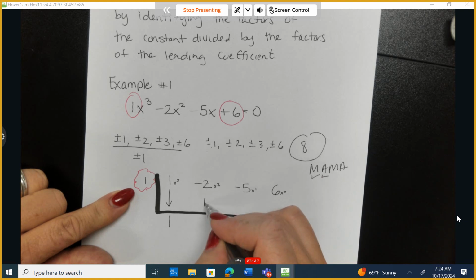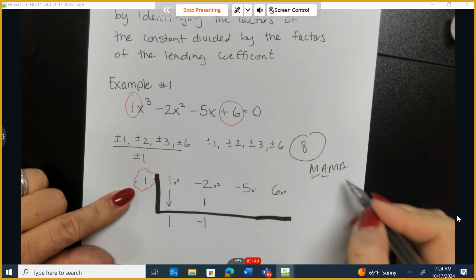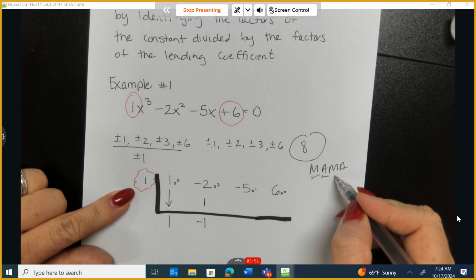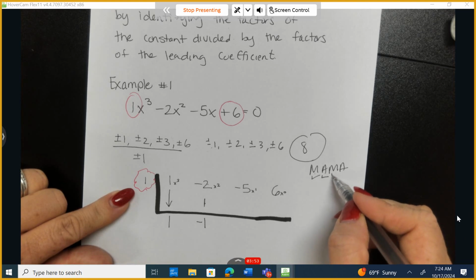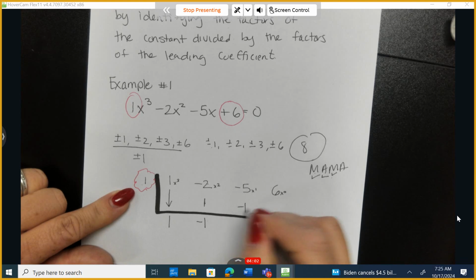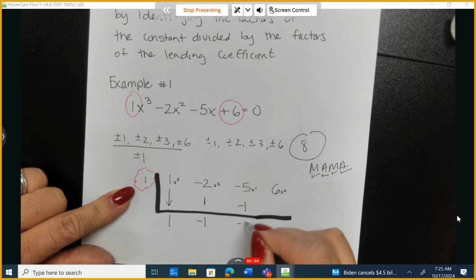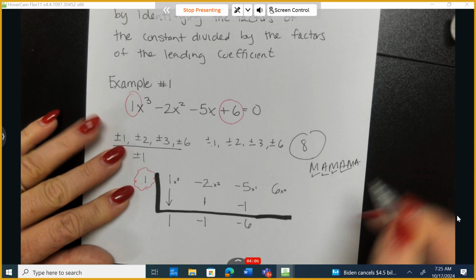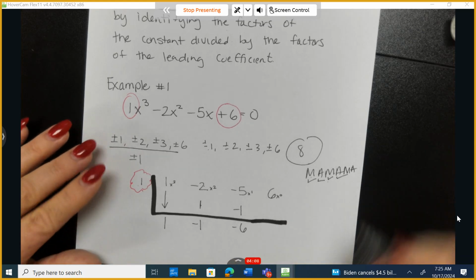So I've multiplied, and now I'm going to add straight down. Negative 2 plus 1 is negative 1. And I just continue this pattern. So MAMA, I'm back to M for multiplying. What do I multiply? I take this number at the bottom, and I always multiply by the magical number out front. Negative 1 times 1 is negative 1, and I add straight down. And I just continue this pattern of M-A-M-A. We're always ending on an A.